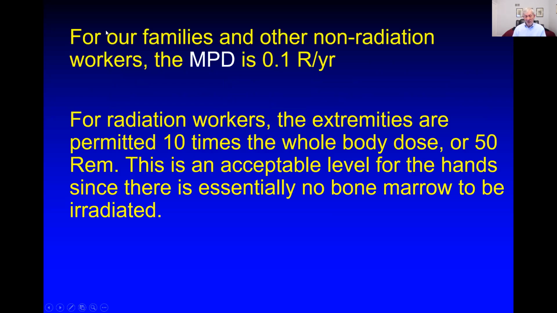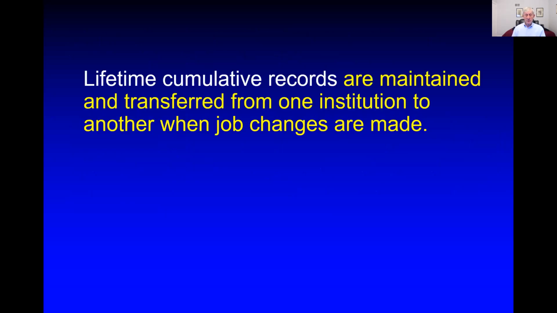Also, for our families, their MPD is only 100 millirems per year. So we're permitted 5,000. That's 50 times what our families are permitted. And also for our hands, we're permitted 50 rems. There's no bone marrow in our hands to speak of, and so the risk is minimal to have your hands in a beam. In fact, the people who are more at risk than anyone are radiologists who have their hands in a fluoro beam, and those are the people who get high hand doses.